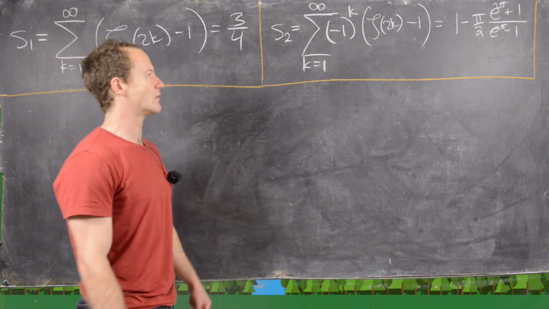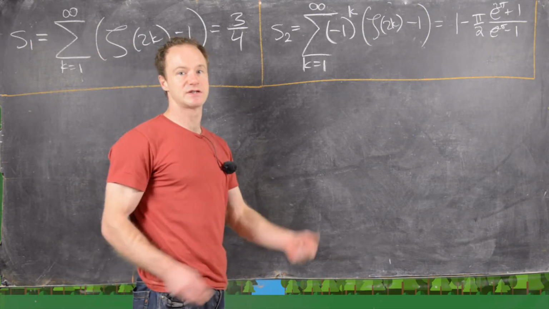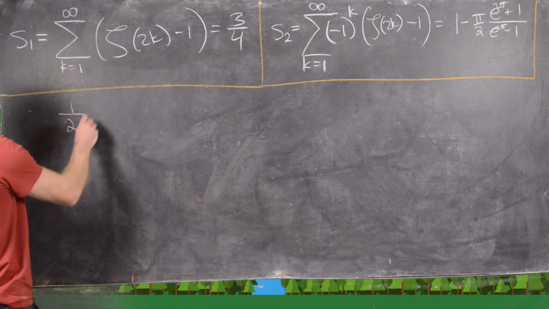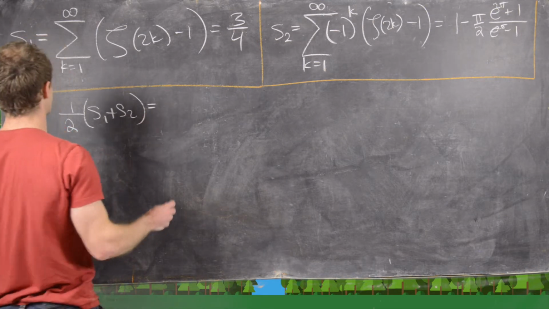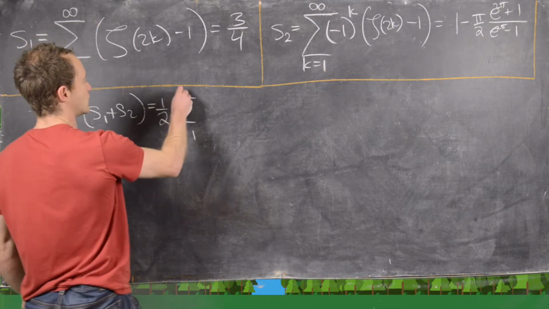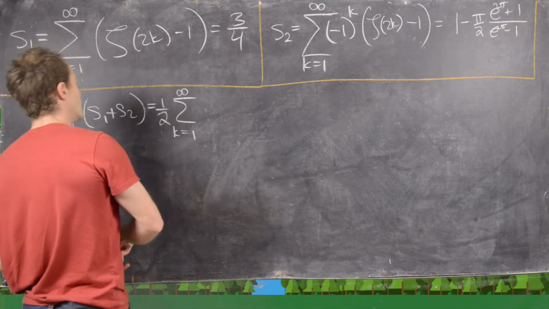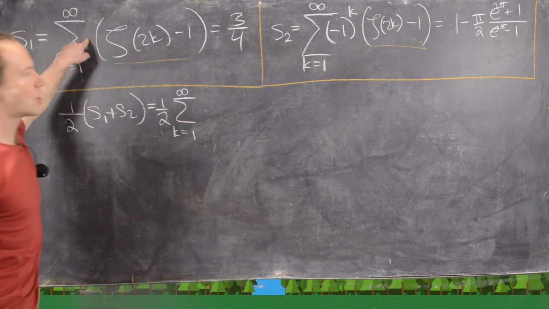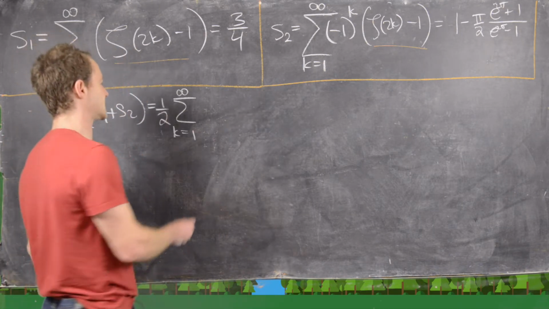Now what I want to do is see what we can do with these two sums to make two new identities. So let's first notice that if we take 1/2 sum 1 plus sum 2, that's going to be equal to 1/2 times the sum k equals 1 to infinity of, well notice everything is the same. We have these like terms, but this one has a coefficient of 1 and this one has a coefficient of negative 1 to the k.